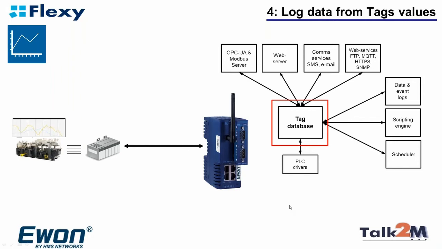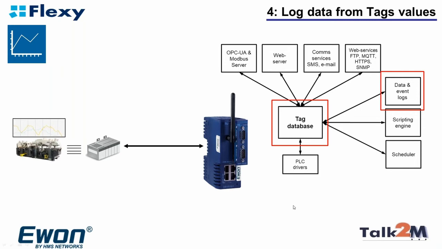Once you've got the alerts coming out, you may think, well, let's log the data from the machine constantly to the Flexy so we can have a constant record of what the machine was doing. It's quite easy to do that. Within the Flexy, the tag database can feed onto the data and event logs. So as things change in the machine and the values in the Flexy change, those values will trigger events such as the SMS we saw before, which will end up in the event log, and you can log the data to the data log.